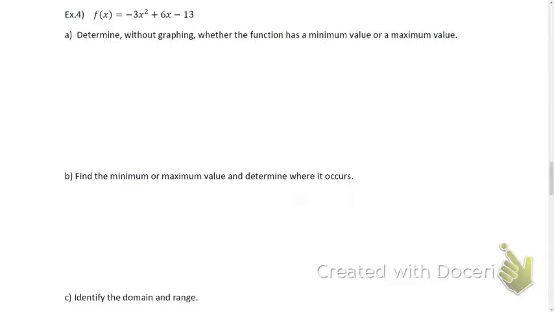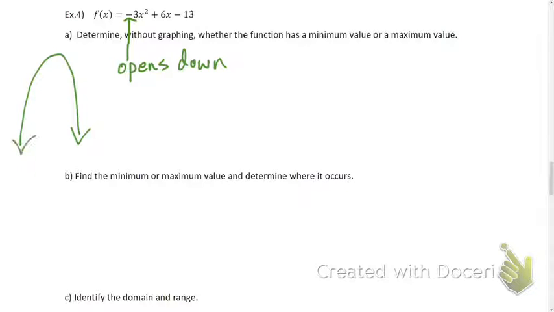Does it have a min or a max? This tells me the parabola opens down. It looks like this. It will never get higher than that. That is a max, not a minimum. It'll never stop going down. It has no minimum value. So it has a maximum.